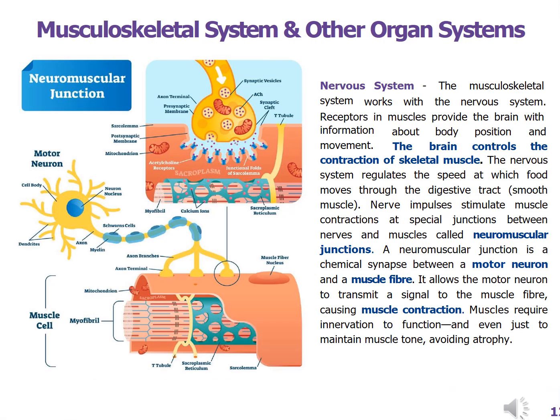Musculoskeletal system and other organ systems. Nervous system. The musculoskeletal system works with the nervous system. Receptors in muscles provide the brain with information about body position and movement. The brain controls the contraction of skeletal muscle. The nervous system regulates the speed at which food moves through the digestive tract.